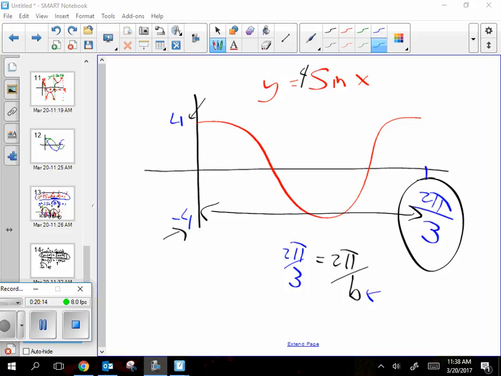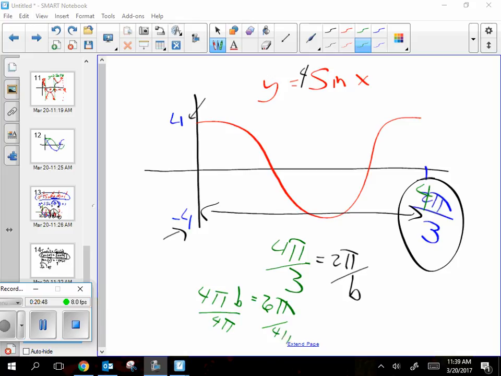Now, it would be even more disgusting if I had made this into 4 pi over 3, and then it would be even more complicated to figure out exactly what to do. If you use my little equation method, period is 2 pi over b, period is 4 pi over 3, and then I could solve this. It'd take a little more multiplying and stuff. Cross multiply and solve. I'll show it to you quick. It'd be 4 pi b equals 6 pi, and then I would divide both sides by 4 pi, and cancel the pi's.